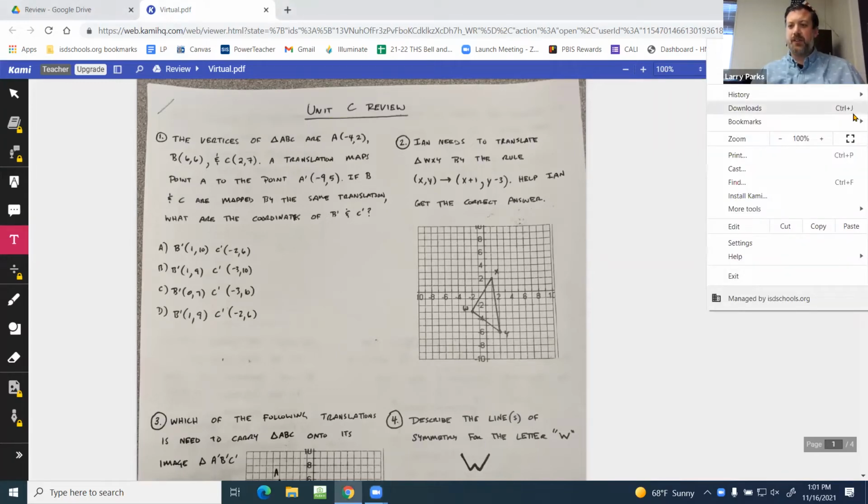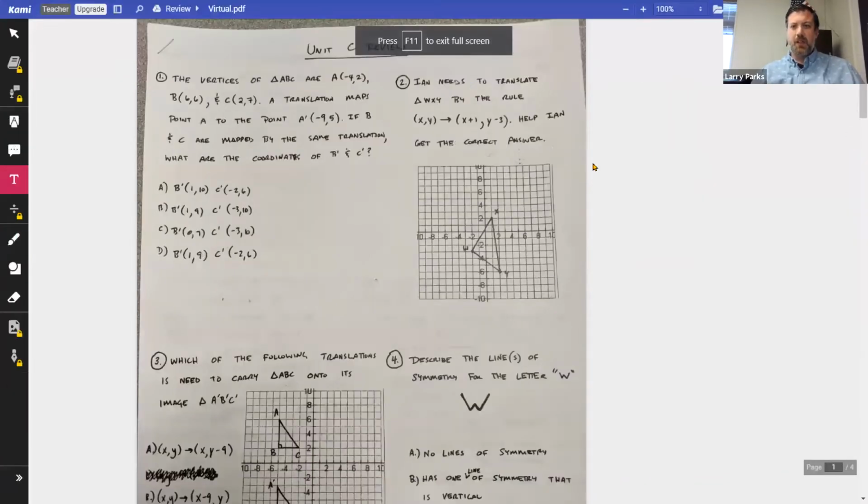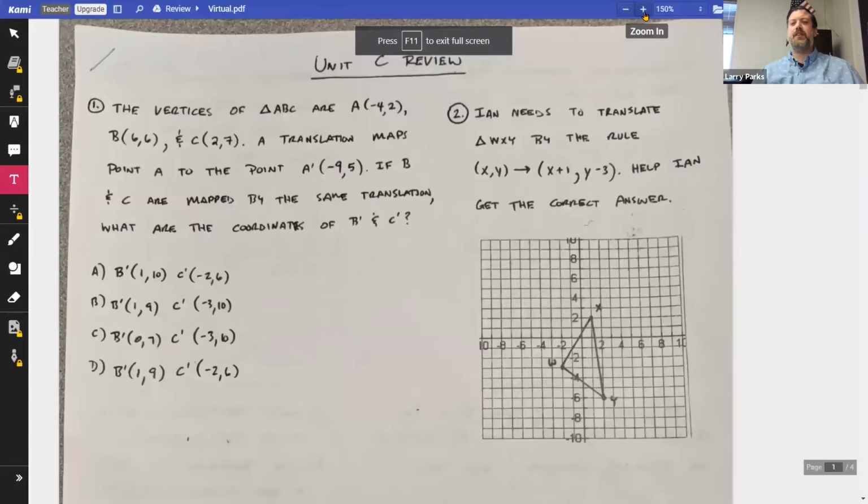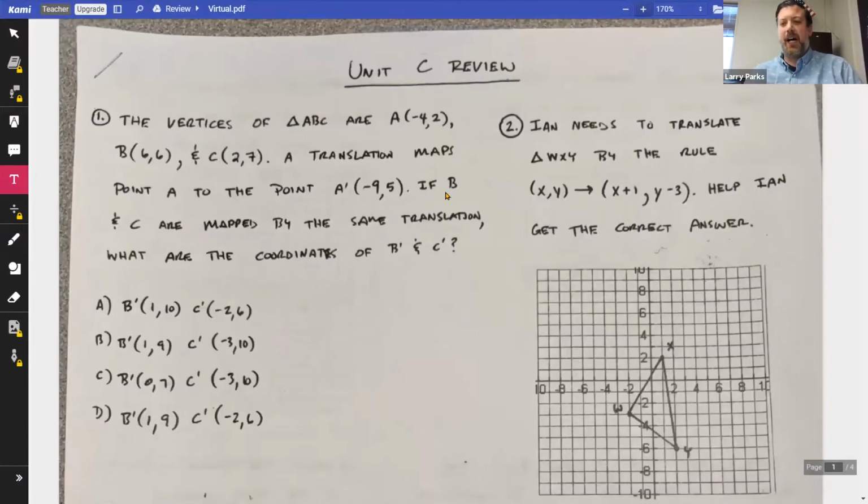Today, we are going to work through this Unit C review together. I would highly encourage that you pay attention, you take notes, and you can't use this on the test, but I will tell you a lot of the questions are very similar to some of these. So pay attention. We're going to try to go through every single one.